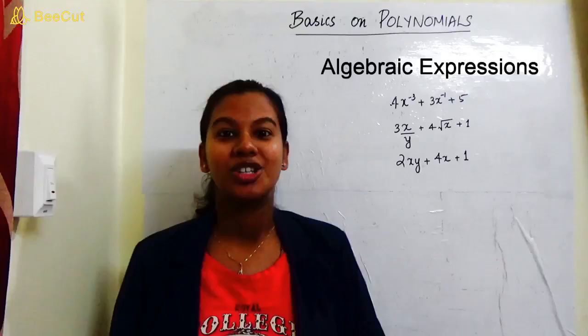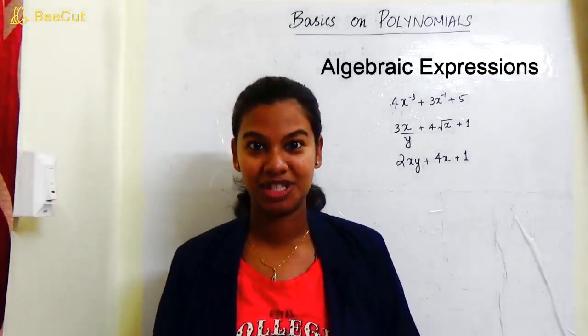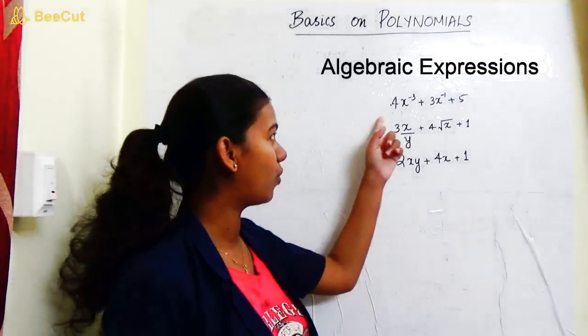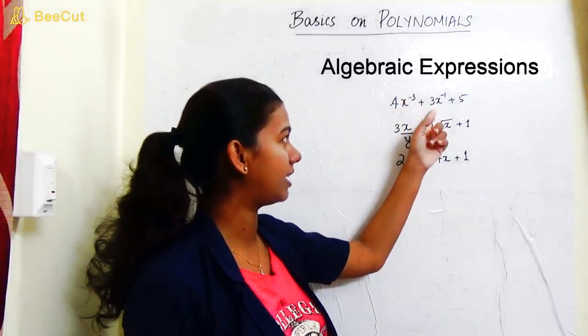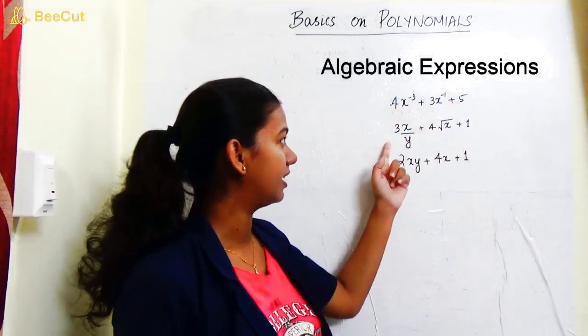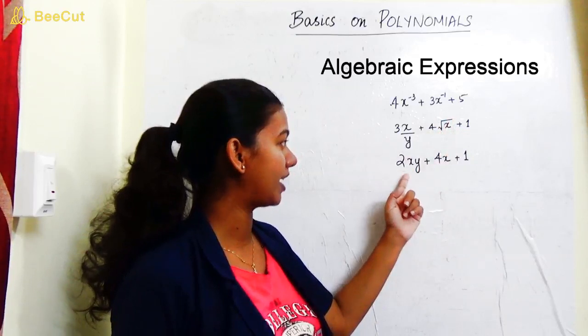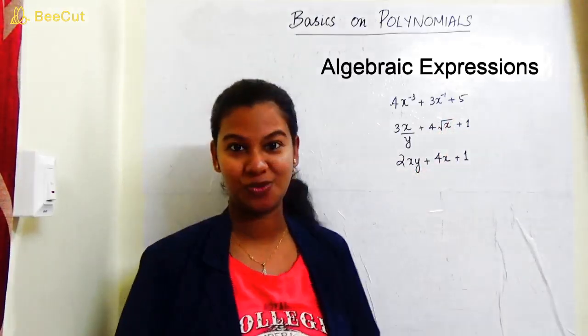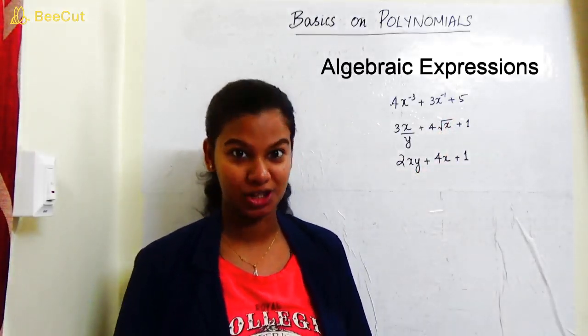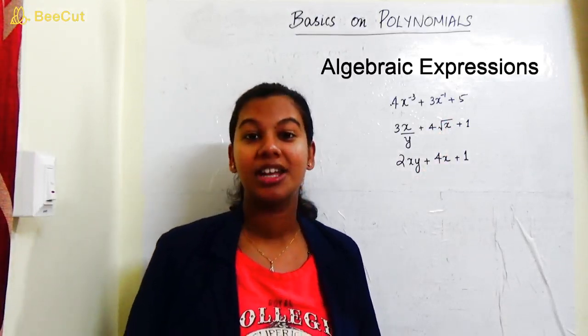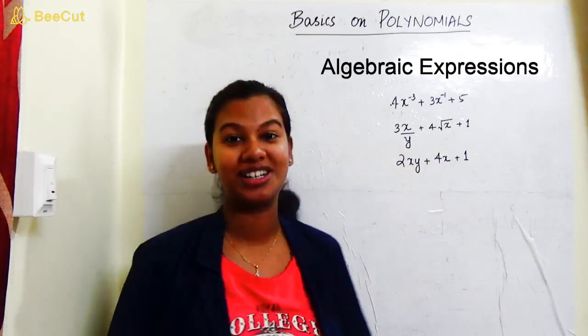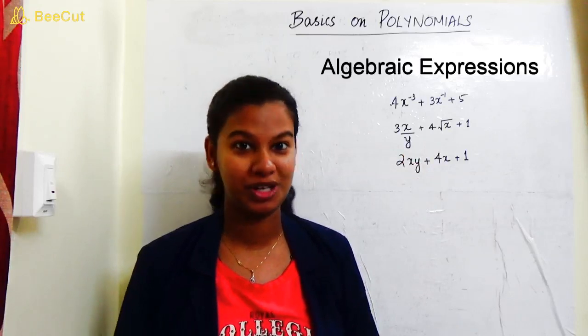Okay, so let's start. Now let's see certain examples of algebraic expressions. 4x raised to minus 3 plus 3x raised to minus 1 plus 5, 3x by y plus 4 root x plus 1, 2xy plus 4x plus 1. So these are all algebraic expressions. Now out of these we have to find which are the polynomials.